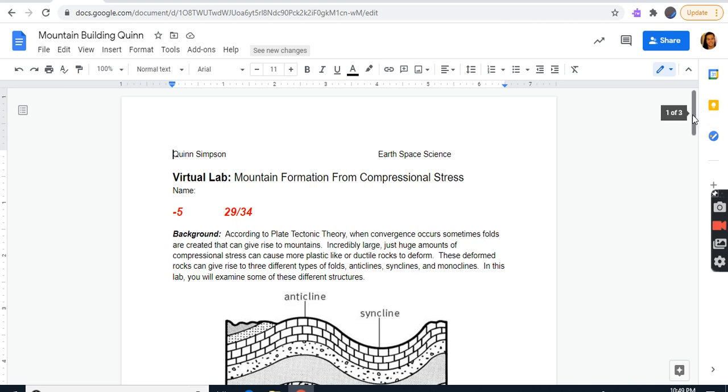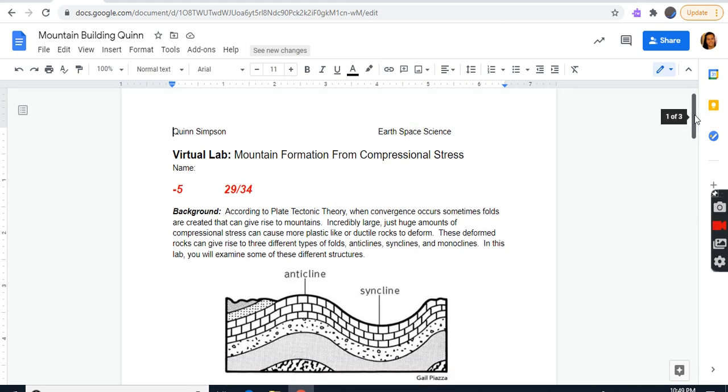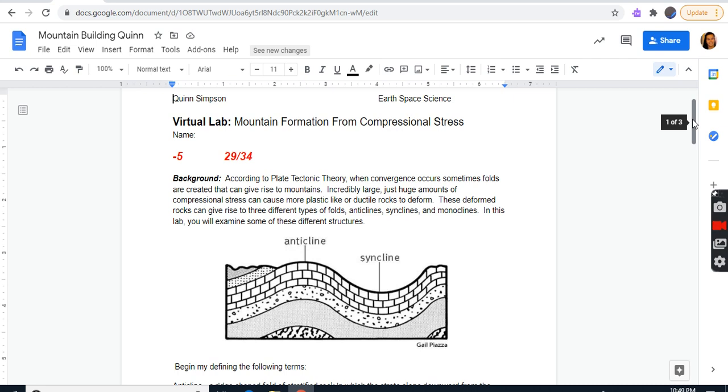Background: according to plate tectonic theory, when convergence occurs, sometimes folds are created that can give rise to mountains. Incredibly large, huge amounts of compressional stress can cause more plastic-like or ductile rocks to deform. These deformed rocks can give rise to three different types of folds: anticlines, synclines, and monoclines. You can watch the video of it if you want to. You'll examine some of these different structures.